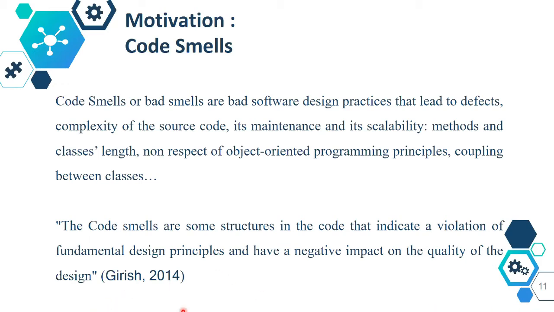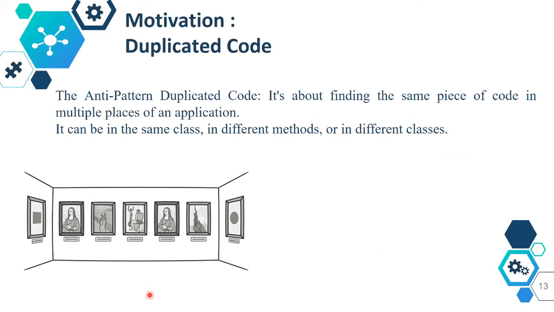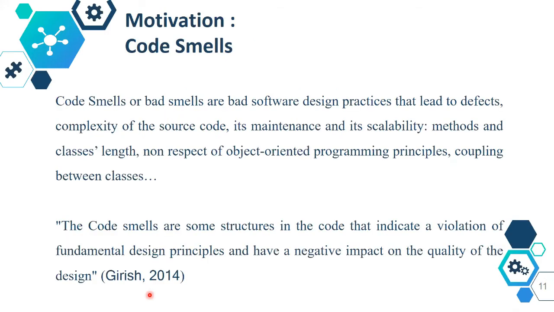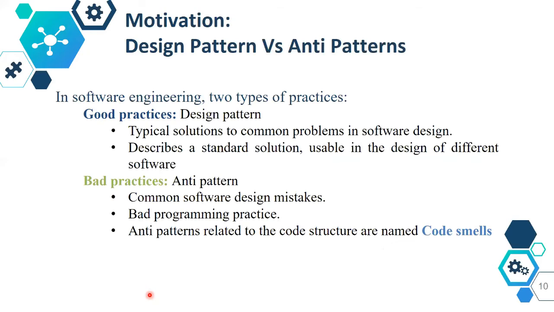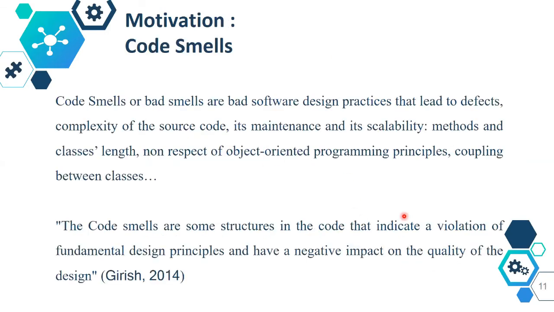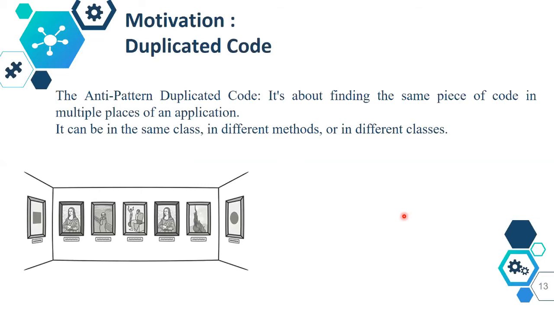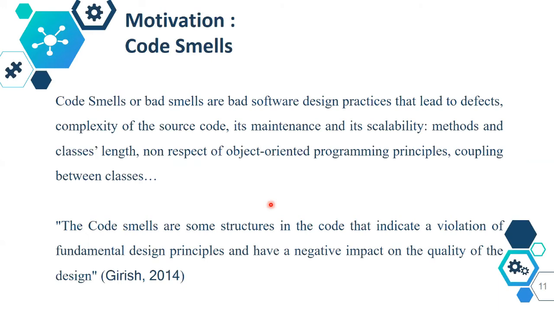Okay, one of the definitions is that code smells are some structures in the code that indicate a violation of fundamental design principles and have a negative impact on the quality of the design. Okay, we have some problems in our design. That's why we need to try to find a solution to it by using design patterns or to resolve the code smell. Sometimes we don't need to use a design pattern, but we can make a solution using the design pattern. Okay. Here, some examples of code smells.